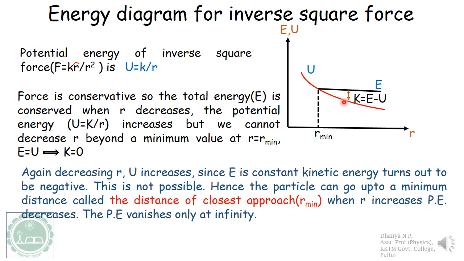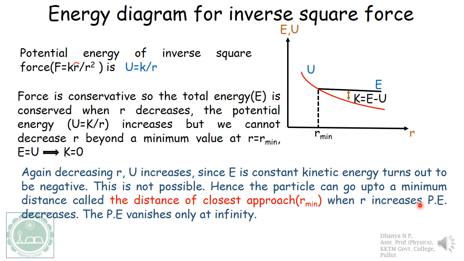When we are decreasing r, U will increase. Since E is constant, kinetic energy turns out to be negative. If U increases, kinetic energy becomes negative. This is not possible, because kinetic energy is half mv squared. Hence the particle can go only up to a minimum distance called r minimum. This distance r minimum is called the distance of closest approach, beyond which we cannot decrease the distance between two particles.